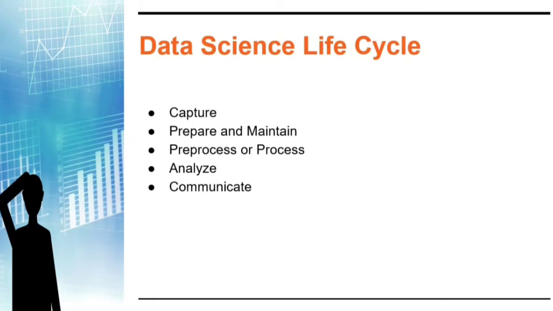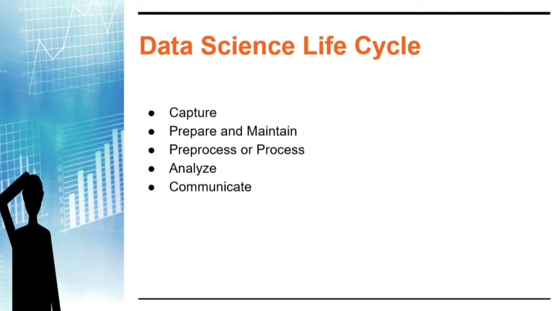Next, we can see what the data science life cycle is. There are 5 stages of the data science life cycle. They are capture, maintain, process, analyze and communicate. Capture covers data acquisition, data entry, signal reception and data extraction. And maintain covers data warehousing, data cleansing, data staging, data processing and data architecture.